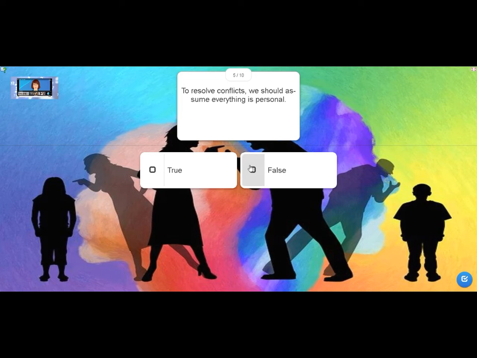To resolve conflicts, we should assume everything is personal. Well, that's also false. Not everything is personal. Some things are just the way they are. They cannot be changed.